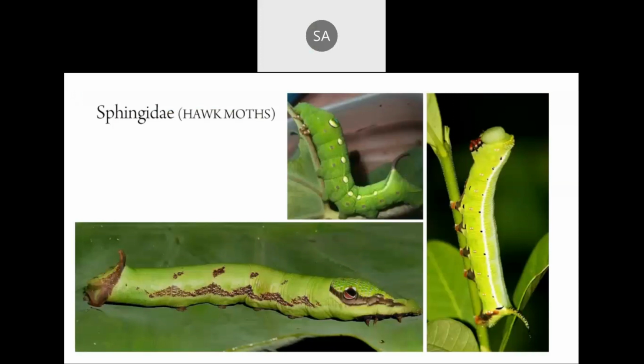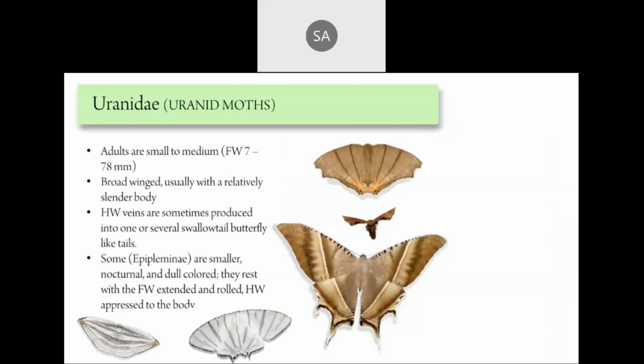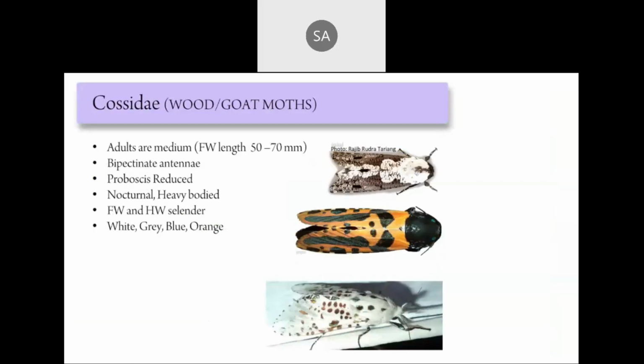These are the hawk moth caterpillars. They mimic some snake or very venomous structures. When you disturb them, they act like snakes. They mimic snakes. Next slide. These are uraniid moths or tropical swallowtail moths. Next slide.